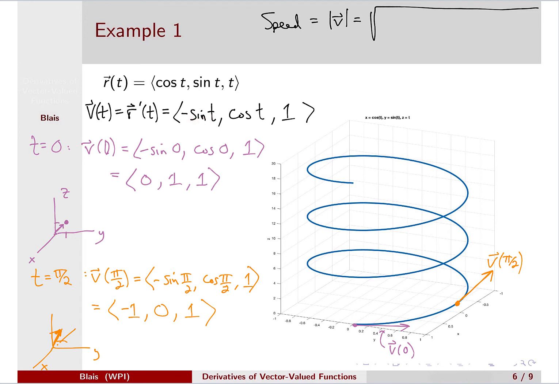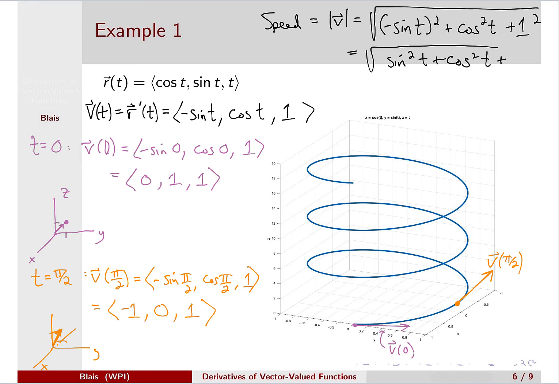And notice what happens when we take the magnitude in this case. We have the square root of minus sine of t squared plus cosine t squared plus 1 squared, which is the square root of sine squared t plus cosine squared t plus 1. And we know sine squared t plus cosine squared t is 1. And so we have root 2 being the speed for any t. So this is moving at a constant speed while the particle traces out this helix.